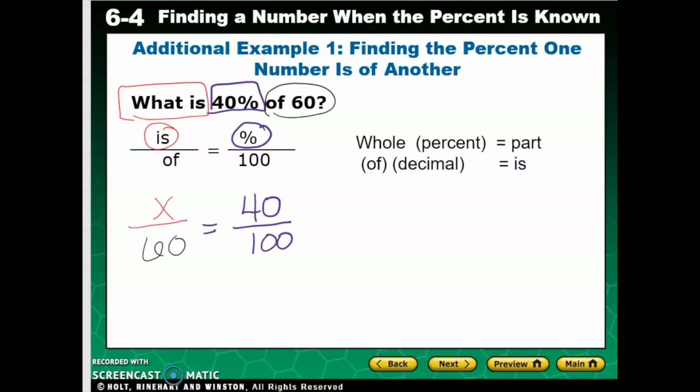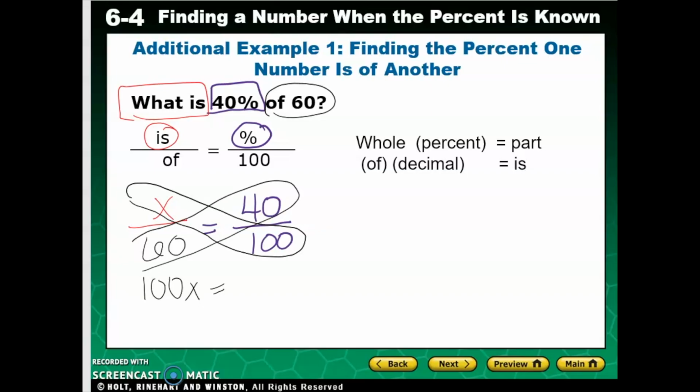So now I'm going to solve using cross products. So x times 100 is 100x. 60 times 40 is 2,400. I'm going to divide by 100. And x equals 24.